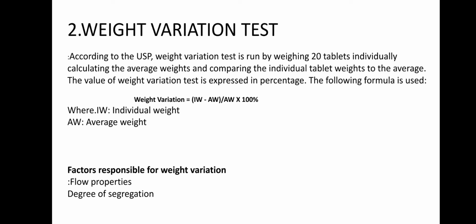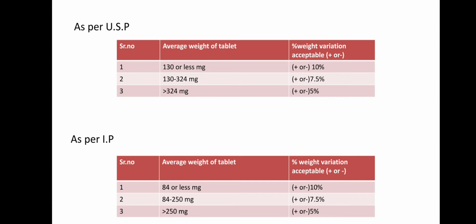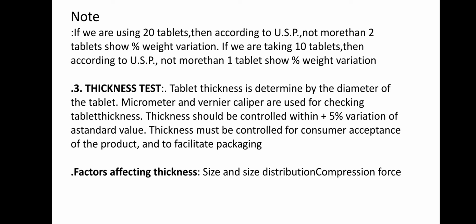Factors responsible for weight variation: flow properties and degree of segregation. As per USP, the average weight of the tablet and the percentage weight variation acceptable is given, and as per IP the average weight of tablet and percent weight variation acceptable is given in this table. Note: if we are using 20 tablets, then according to USP, not more than 2 tablets show percent variation. If we are taking 10 tablets, then according to USP, not more than 1 tablet shows percent weight variation.